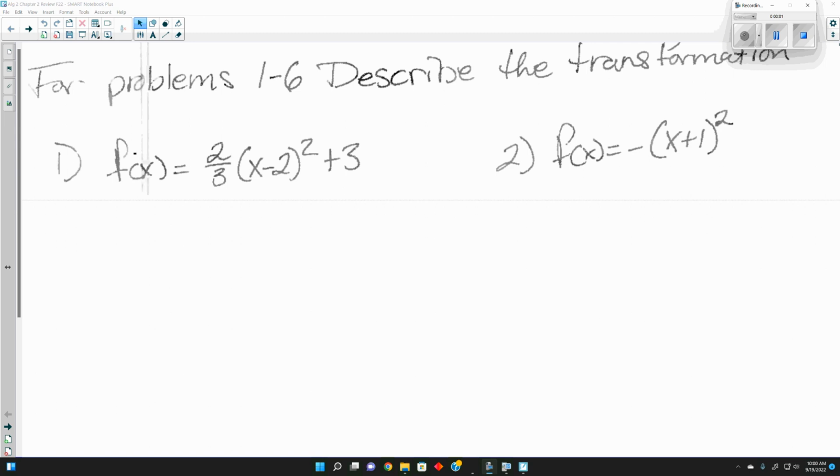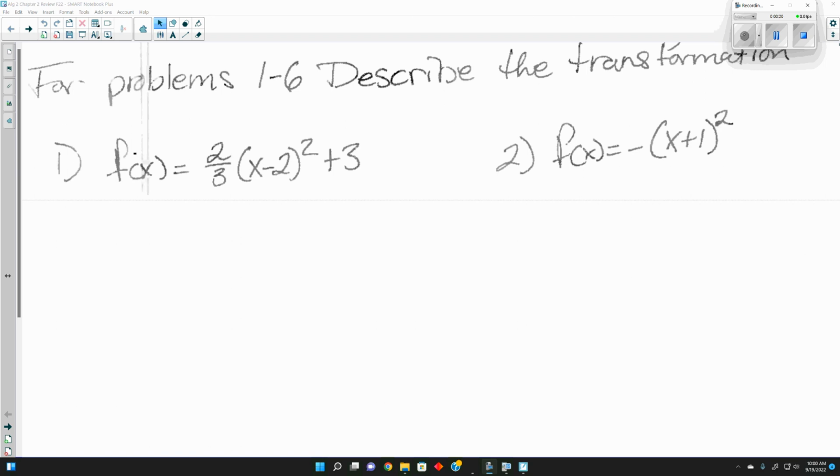All right, guys, so we're going to go over the review sheet today. The first thing we're looking at is problems 1 through 6, describe the transformation. When we look at these, we're wanting to describe the transformation of the function.